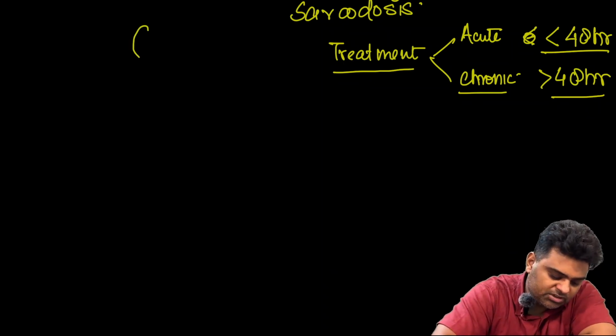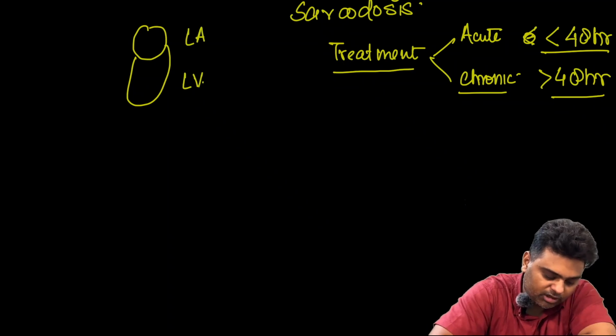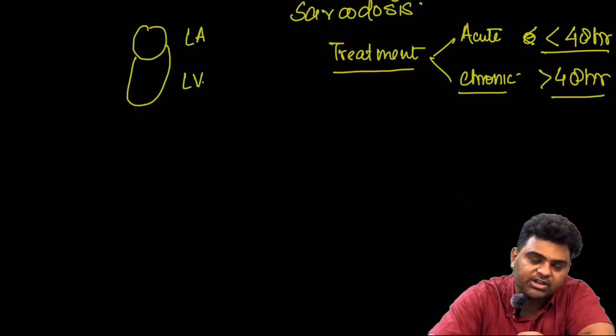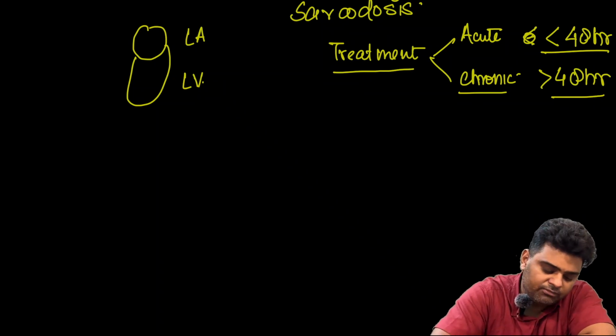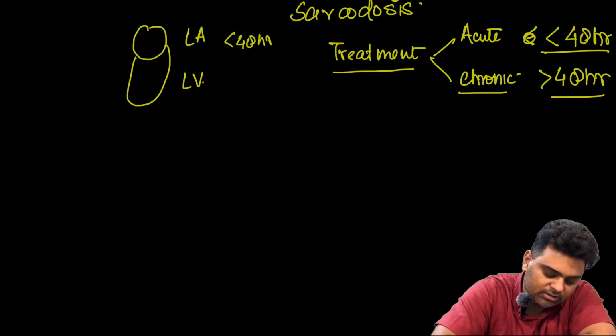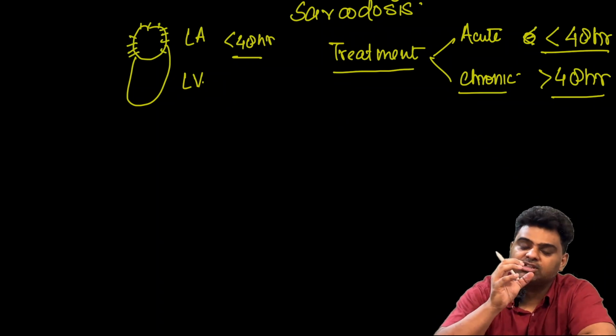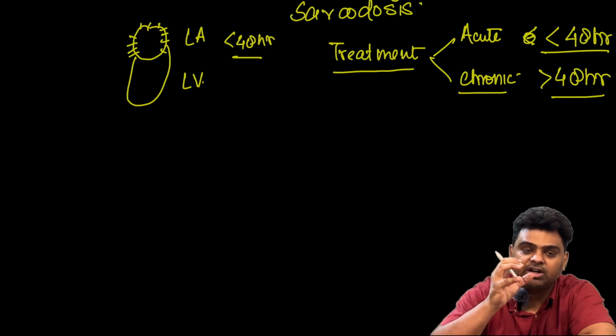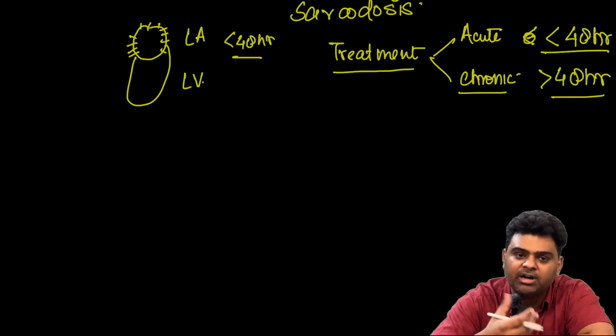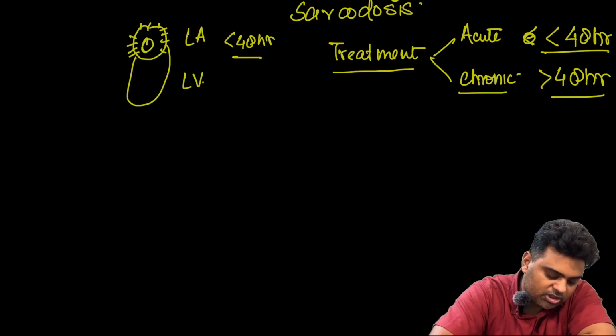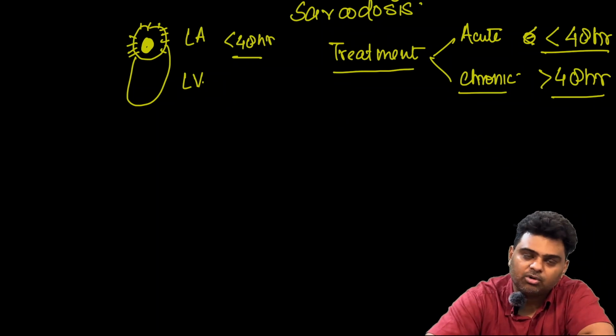For example, if this is your left atrium and this is your left ventricle. First understand, in atrial fibrillation, there is no proper atrial contraction. They are just fibrillating, not contracting. So blood is stagnant there, and when blood is stagnant, it can form clots. So there are high chances that in atrial fibrillation, in the left atrium or right atrium, a clot can be formed.